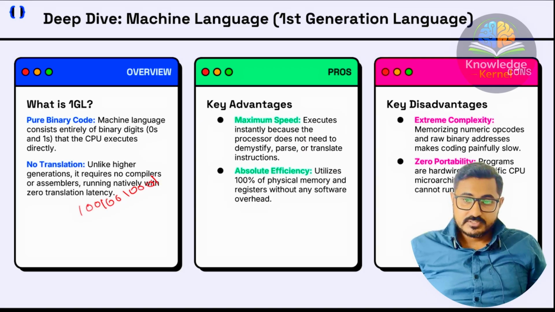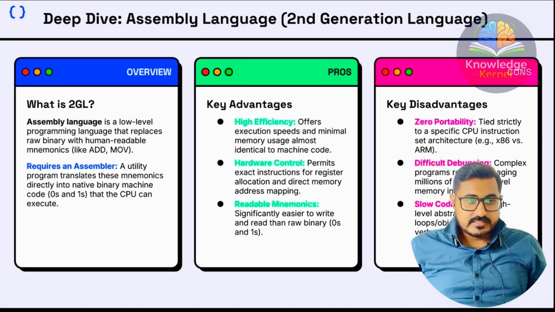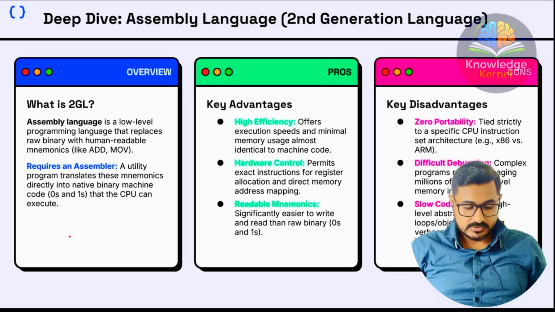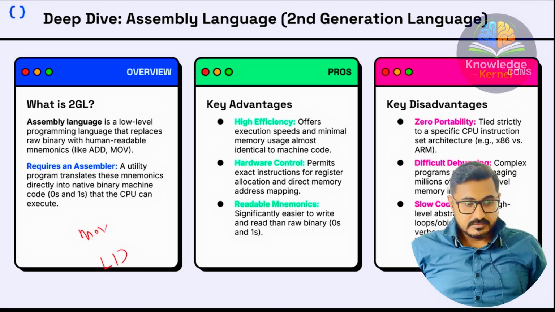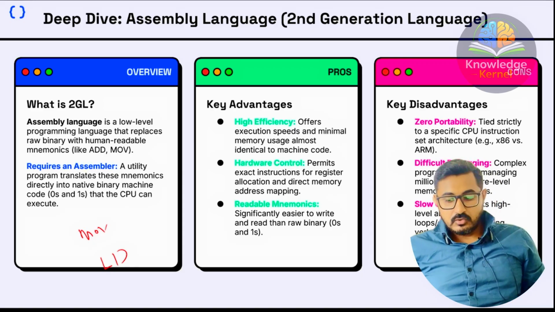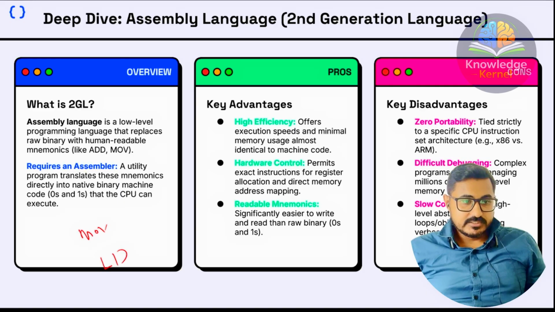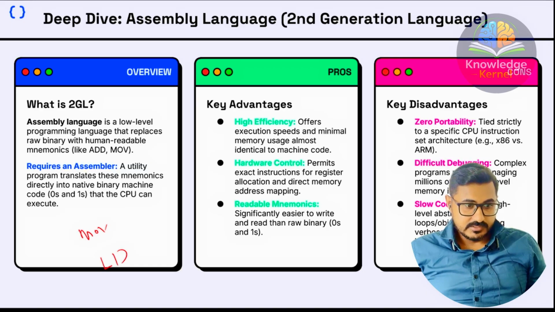To overcome these problems, you have the next generation of language, that is the assembly language. Instead of using simple zeros and ones, we use certain symbol codes which are called mnemonics, otherwise opcodes. These are simple short words. For example, we can say move, load, etc., or add. These kinds of short code words are there in the second generation of programming languages. This simply replaces the sequences of zeros and ones which we were using in the first generation of languages.